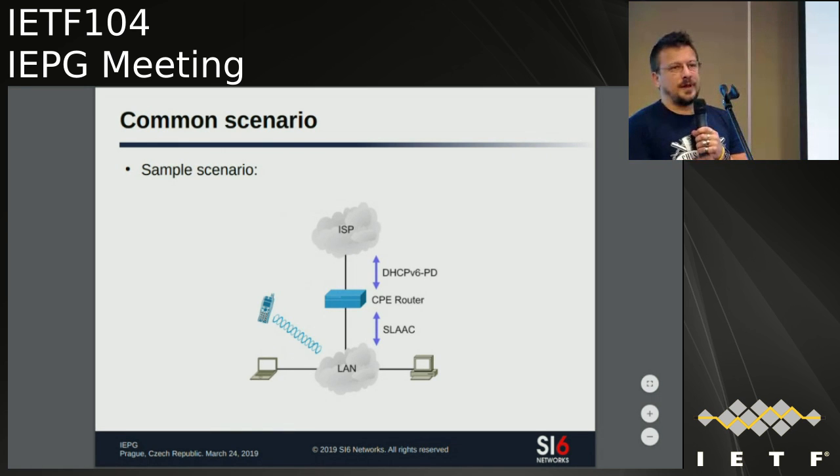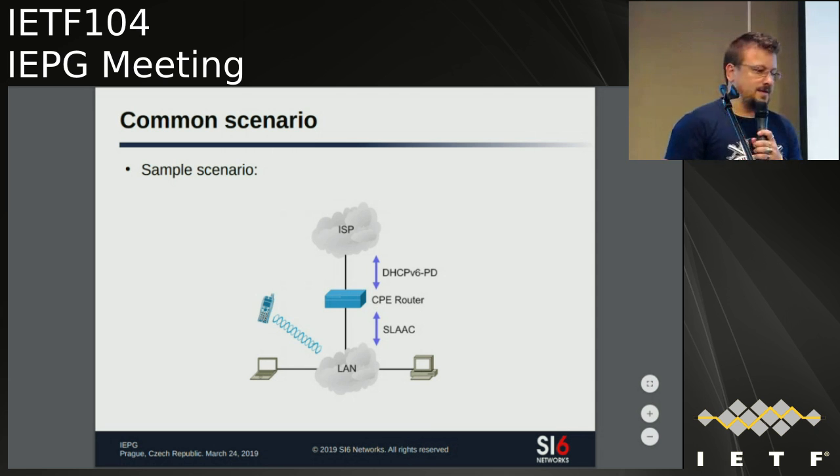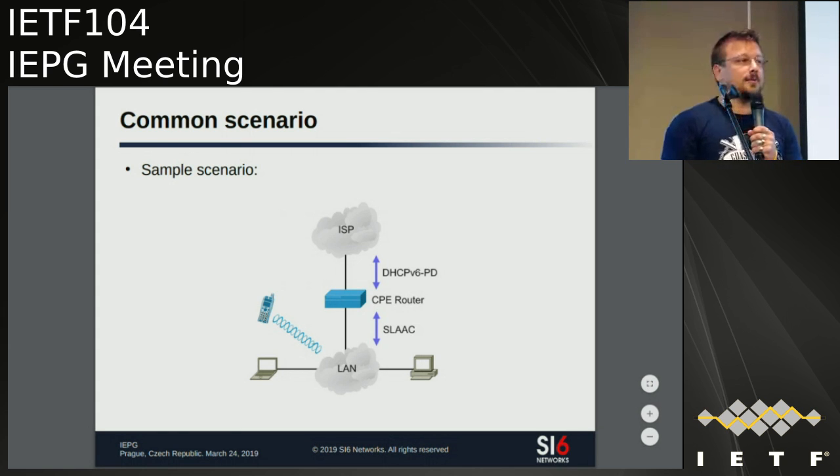So there are multiple scenarios that can actually lead to this problem. We are just going to focus on the most simple one. This is obviously a very common deployment scenario for IPv6, where you have the CPE router that is doing DHCP prefix delegation with the ISP, and you get a prefix lease, and then you advertise on the local network a sub-prefix from the prefix that you were leased, right?